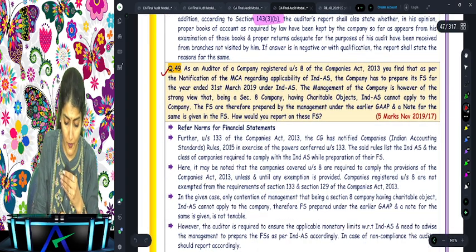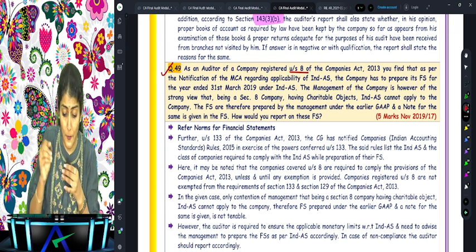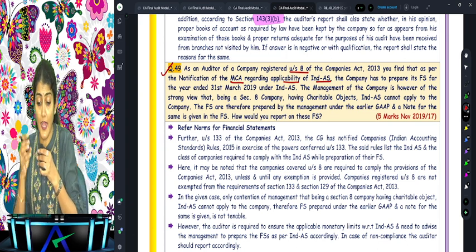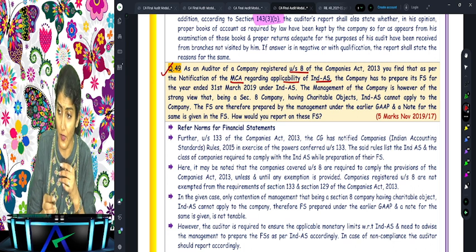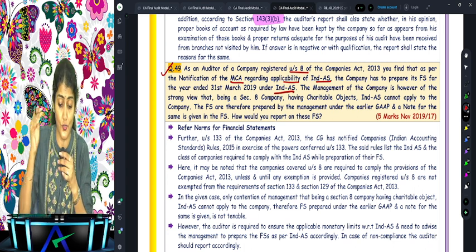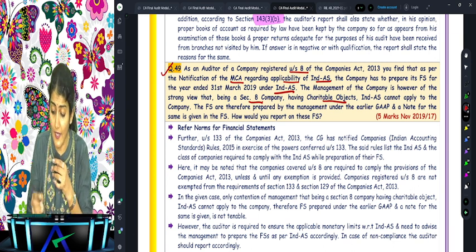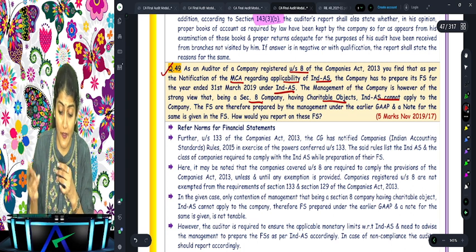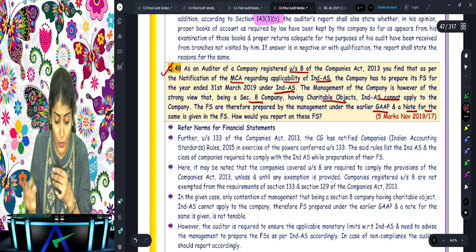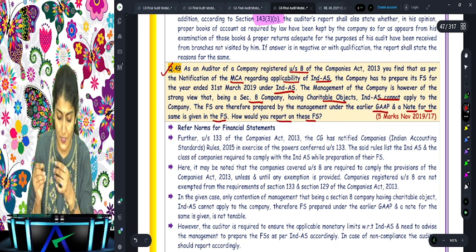As an auditor of a company registered under section 8 of the Companies Act, you find that as per the notification of MCA regarding applicability of Ind AS, the company has to prepare its financial statements for 2019 under the Ind AS. The management of the company is, however, of the strong view that being a section 8 company having charitable object, Ind AS cannot apply to the company. The financial statements are therefore prepared by the management under the earlier GAAP, and a note for the same is given in the financial statements. How would you report on these financial statements?